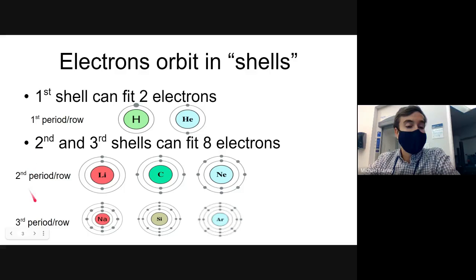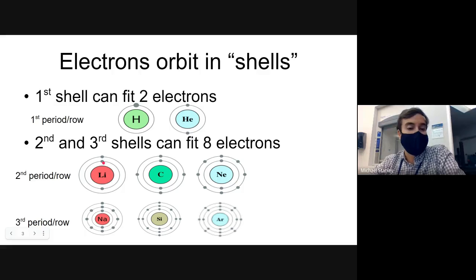The second shell and the third shell, which is the biggest one that we're going to be talking about in this class, can both fit a maximum of 8 electrons. So these numbers here represent the maximum number of electrons that can fit on that shell. The first shell fits a maximum of 2. Shell number 2 and shell number 3 can fit a maximum of 8 electrons.